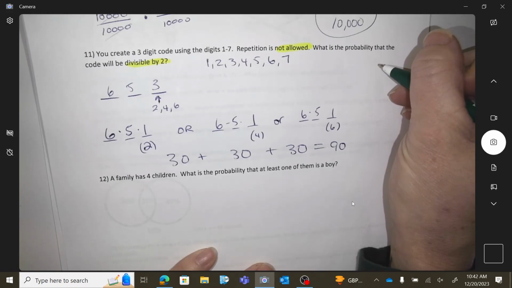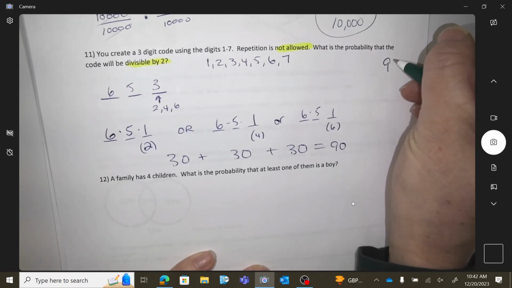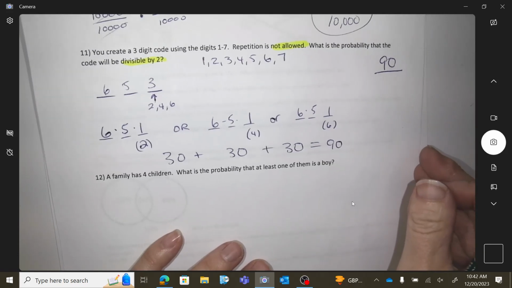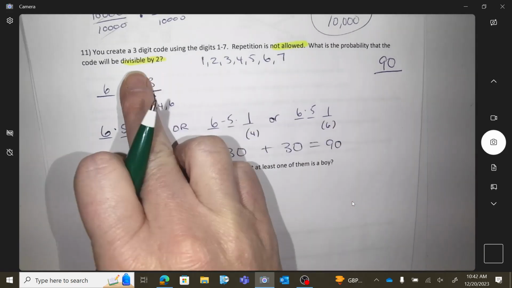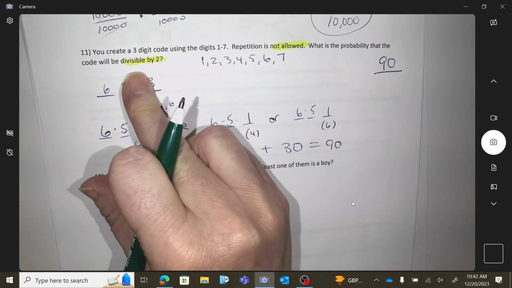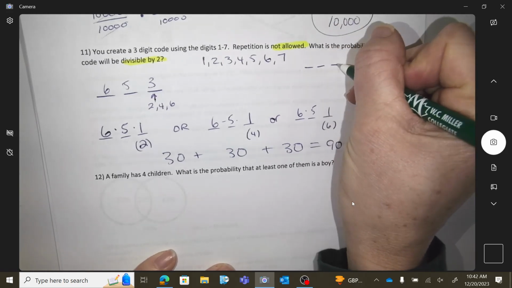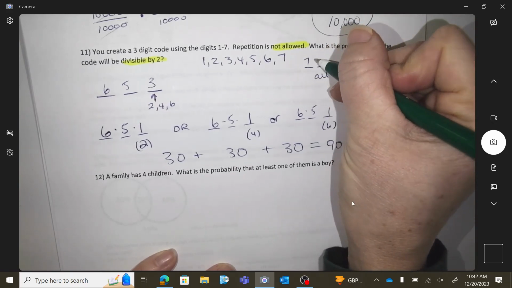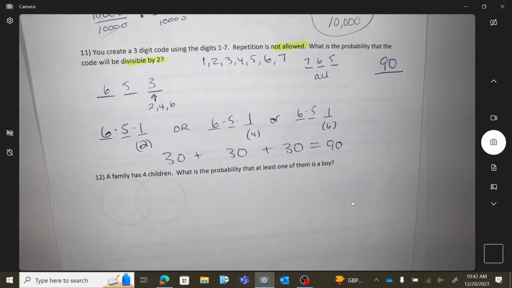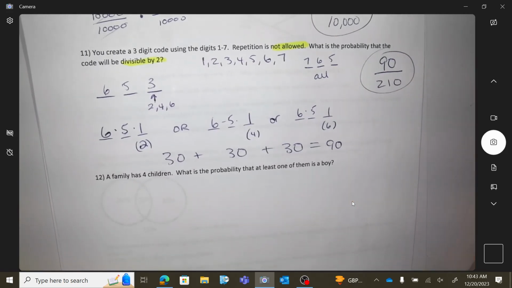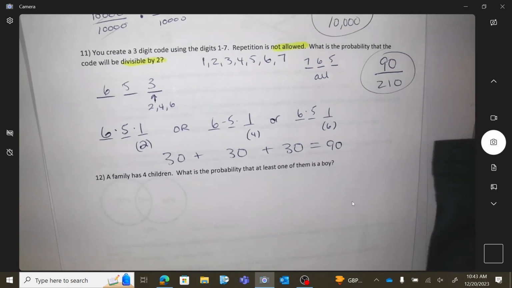Okay, but this is 90 out of, we have to always do probability out of. So forget the divisible by 2. How many codes are there altogether? How many all possible? Did you do 765? No. Did you do 654? Yeah.